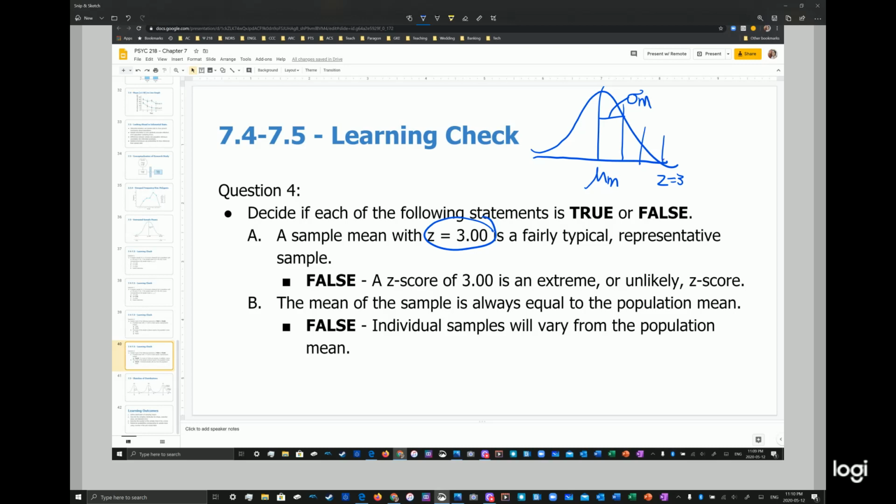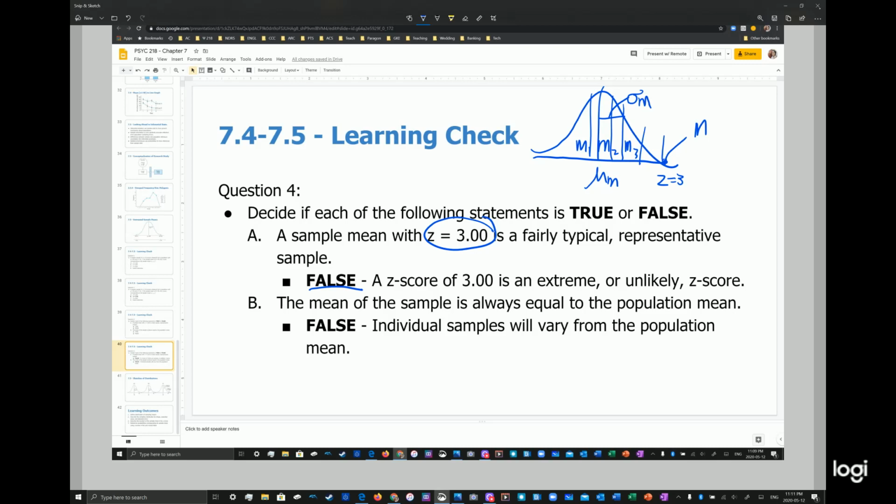And so the sample mean we're looking at is somewhere here. Again, this is a distribution of means, where most of the means are going to pile up near the middle, within about 1 standard deviation above and below the mean. As you go further and further away from the mean, you're going to get fewer and fewer sample means. So no, a z-score of 3 would be an extremely unlikely z-score. The mean itself would also not be representative of the population.